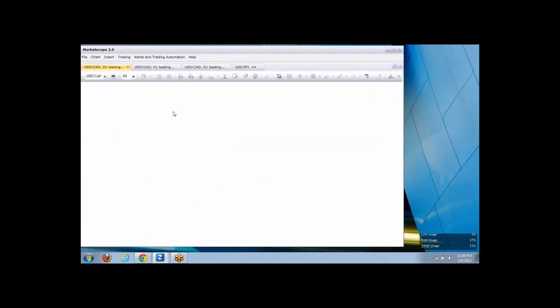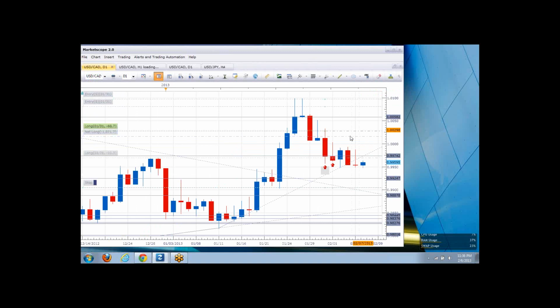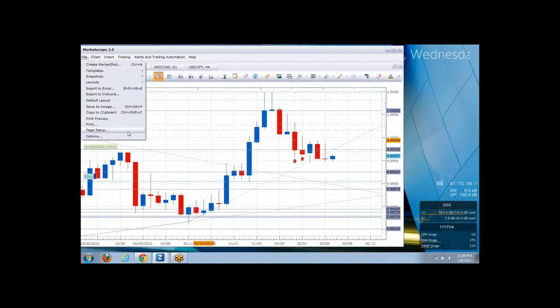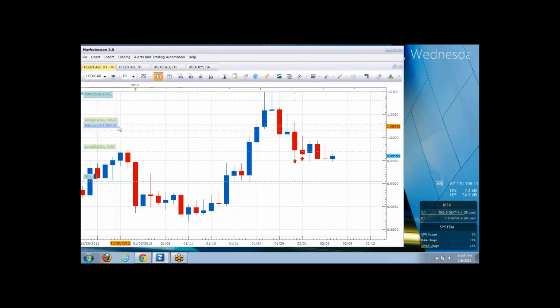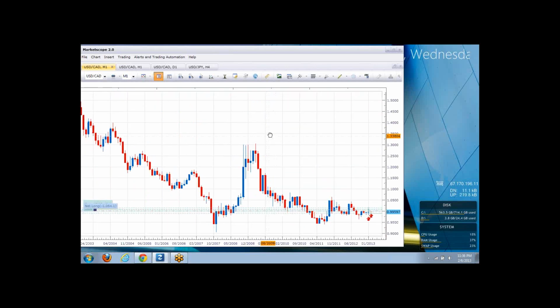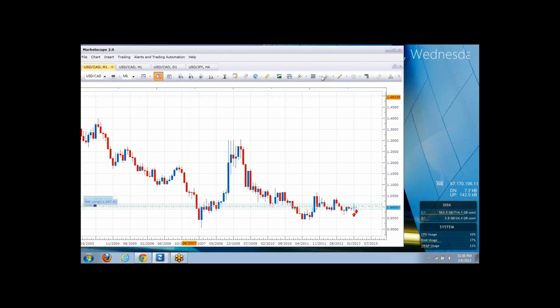If we can, I'd like to go and review my current trade on the dollar CAD. Let's see here. I'm going to redraw everything. Monthly chart. Monthly chart looks like this. There we go. Uptrend line.